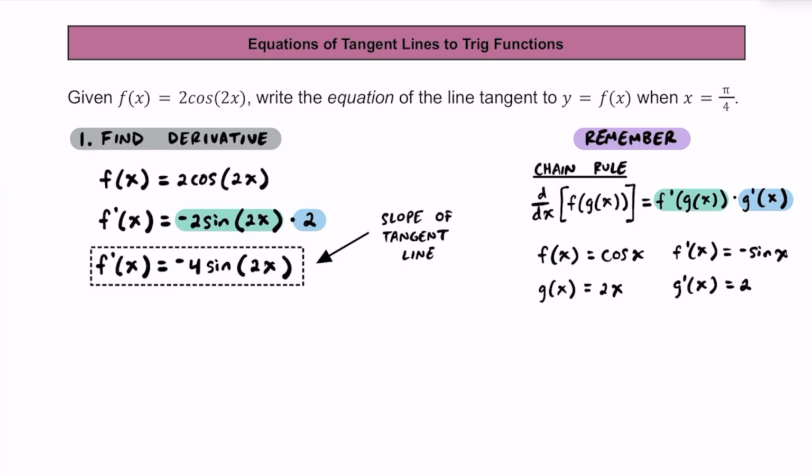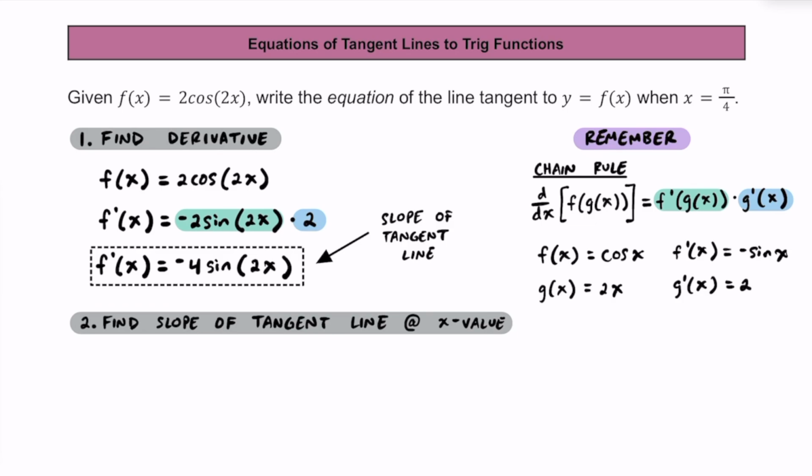Keep in mind that this derivative here can help us find the slope of a tangent line at any given point. Next, let's go ahead and find the slope of the tangent line at a specific x value that we're given. So this specific x value we know is going to be pi over 4, or 45 degrees. And so in order to do that, let's take our derivative and find f prime at x equals pi over 4. So we're going to plug an x into our derivative here. And so at pi over 4, we can get the slope of this tangent line if we just plug that value in. So it's negative 4 times sine of 2 multiplied by pi over 4.